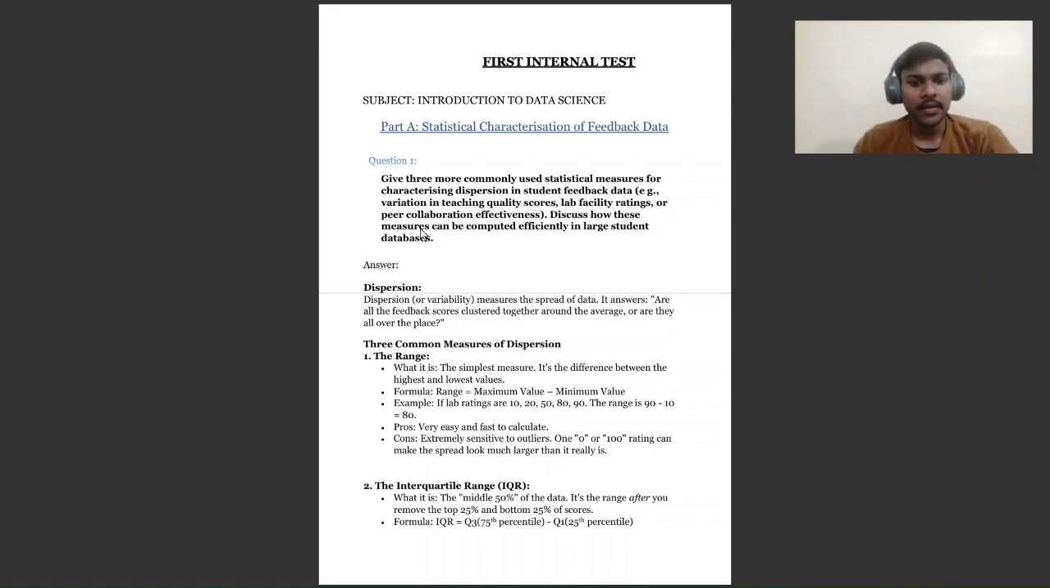The second measure is the interquartile range, or the IQR. IQR represents the spread of the middle 50% of the data. It is computed using the formula IQR equals Q3 minus Q1, where Q1 is the 25th percentile and Q3 is the 75th percentile. IQR is robust against outliers because it ignores extreme values.